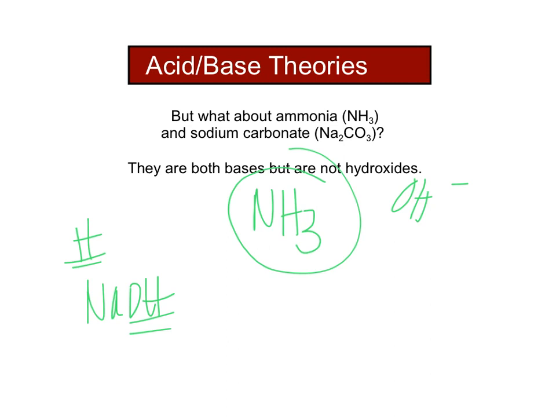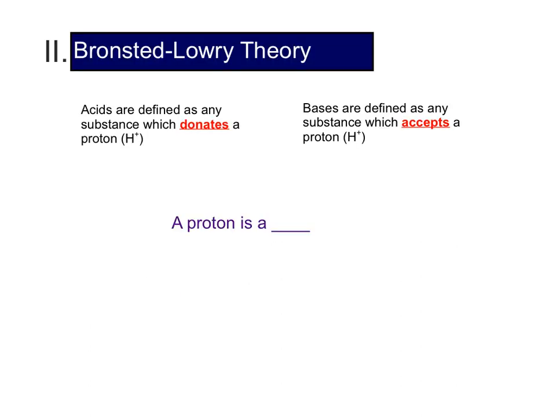And so two different scientists brought in a broadening theory of what acids and bases are and how they behave. Those two scientists were Bronsted and Lowry, and this was their theory. They said acids don't have to start with an H, but it's any compound that can donate a hydrogen in a reaction. And that bases would be defined as any substance that can accept a hydrogen in a reaction.